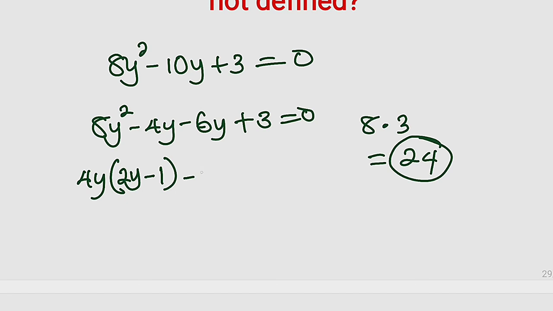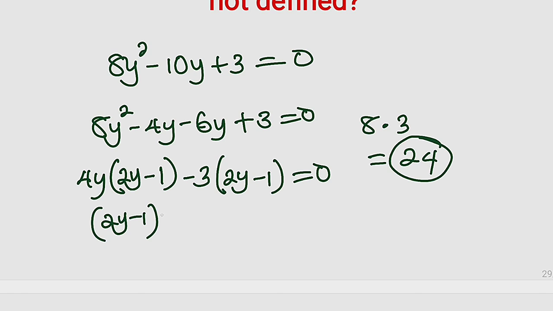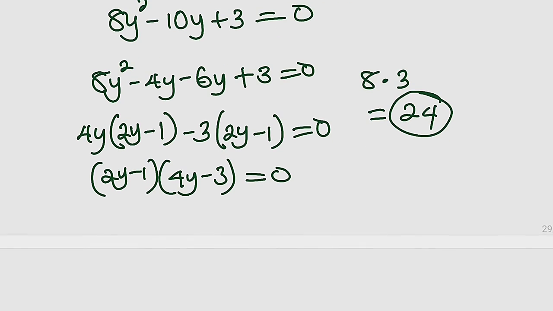Here, what do you have in common? Minus 3 between these two terms. If you take minus 6y, you divide by negative 3, that will give us 2y. And 3 divided by negative 3 is negative 1. This is equal to 0. We have 2y minus 1 in common, so you take one of them. From the first term, we have 4y. From the second term, we have negative 3. This is equal to 0, which implies either 2y minus 1 equal to 0 or 4y minus 3 equals 0.